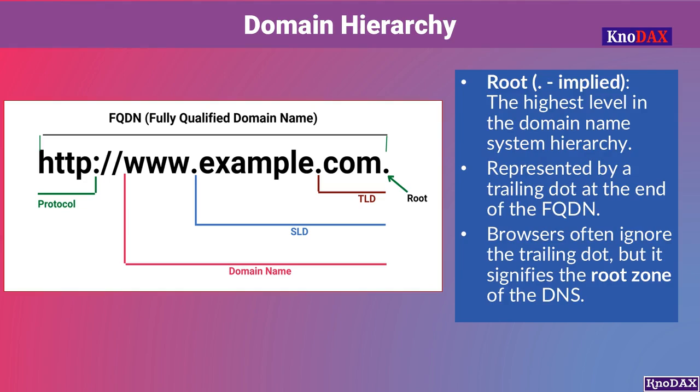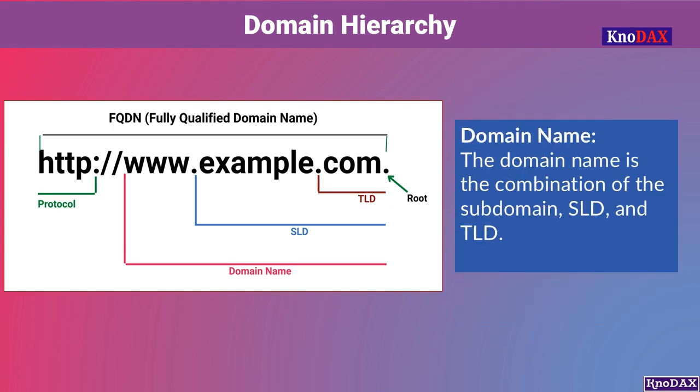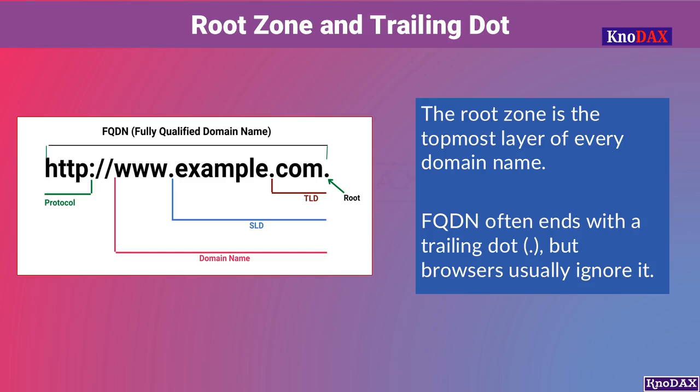The root is the highest level in the domain name system hierarchy, represented by a trailing dot at the end of the FQDN. While browsers often ignore this dot, it signifies the root zone of the DNS. The domain name is the combination of the subdomain, SLD, and TLD. This human-readable identifier directs users to a specific resource or service on the internet. The root zone is the topmost layer of every domain name. FQDN often ends with a trailing dot, but browsers usually ignore it.